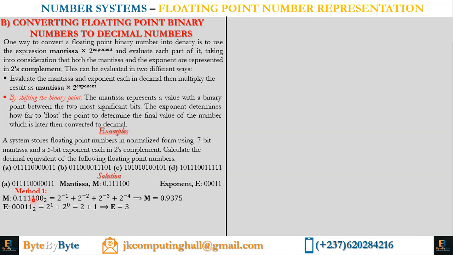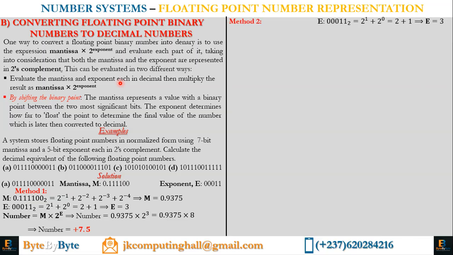Now method 1 asks that when you have the mantissa and the exponent, you simply obtain the decimal equivalent using this formula, mantissa times 2 to the exponent. So my number is going to be 0.9375 times 2 to the power 3. When you use a calculator, you have as answer positive 7.5.